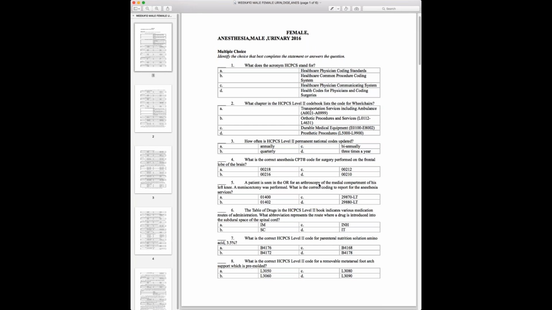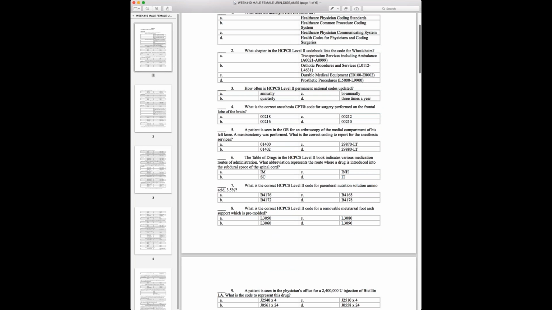All right. For number 3, national codes are updated annually. So for number 3, it's A. And number 4, this is where we're going to start using, this is number 4 is going into anesthesia, right? So what's the correct anesthesia CPT code for surgery performed on the frontal lobe of the brain?